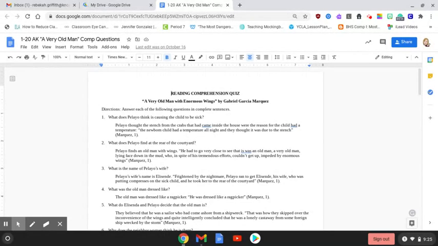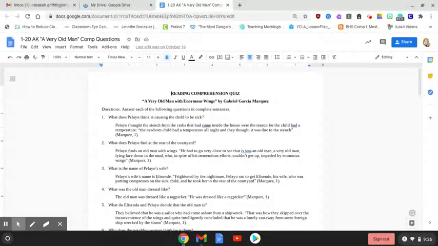Number 2, what does Plow find at the rear of the courtyard? Plow finds an old man with wings. He had to go very close to see that it was an old man, a very old man, lying face down in the mud, who, in spite of his tremendous efforts, couldn't get up, impeded by enormous wings. What is the name of Plow's wife? Plow's wife's name is Elisinde. Frightened by a nightmare, Plow ran to get Elisinde, his wife, who was putting compresses on the sick child, and he took her to the rear of the courtyard to show her the old man.